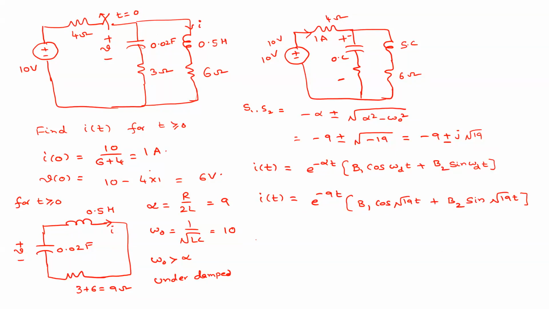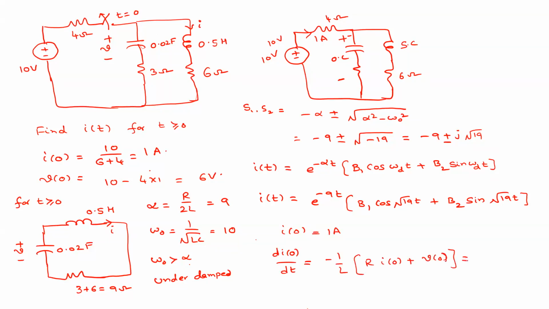Okay, so what are the initial conditions? I of 0, the first initial condition, is 1 ampere, right? So what are the other initial conditions we have? di of 0 by dt. What is di of 0 by dt? It is 10 by 0.02, minus 1 by L, okay, R into I of 0 plus V of 0, right?